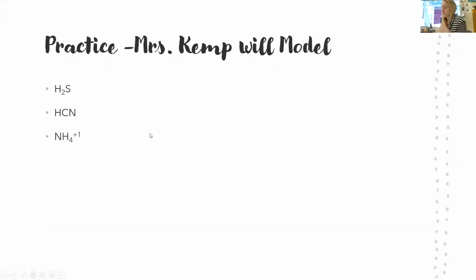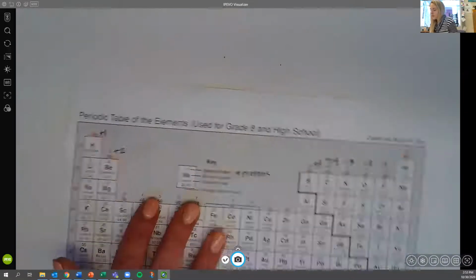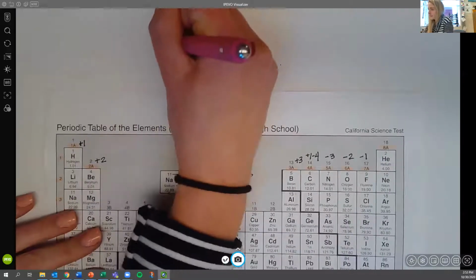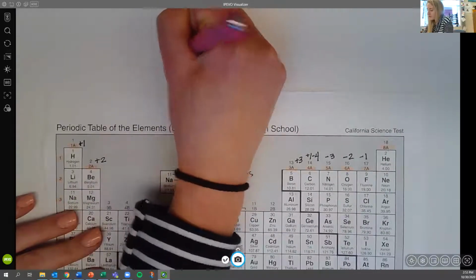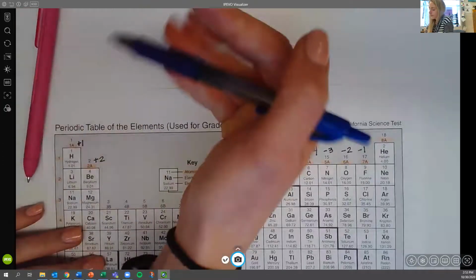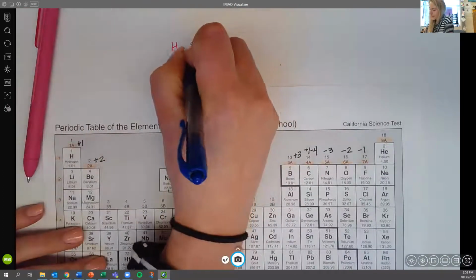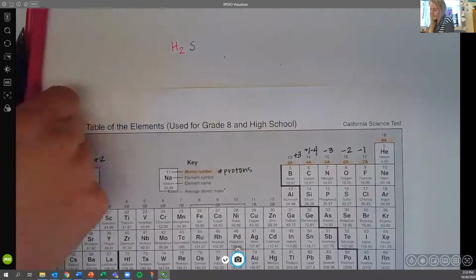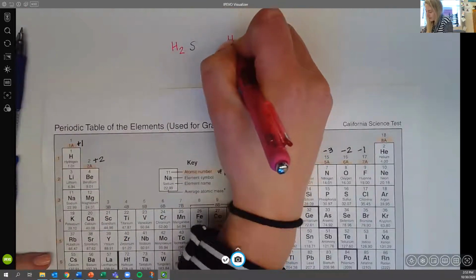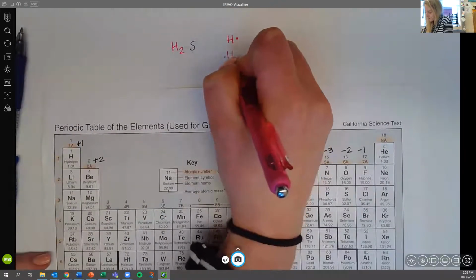All right, these are the practice ones we're going to look at. So let me pull up my, okay, so the first one we have is H2S. So that means we have 2 hydrogens, and I like to do the elements in different colors just to kind of give me a better idea of what's going on. So we've got 2 hydrogens.